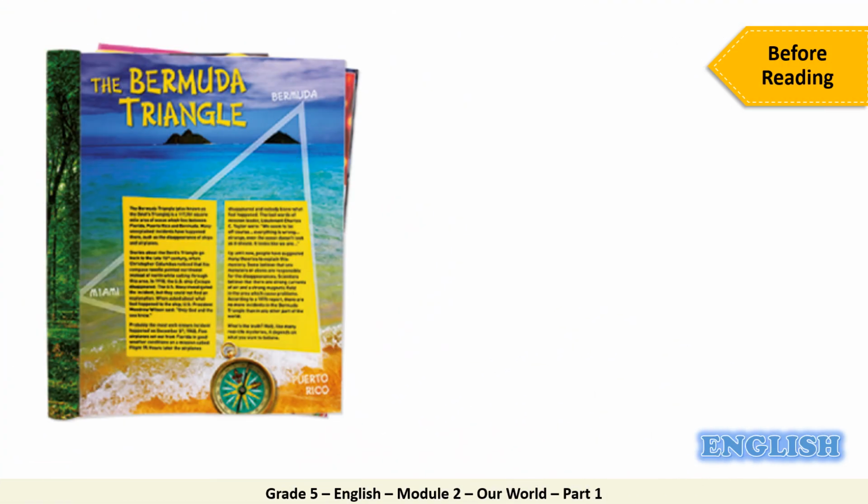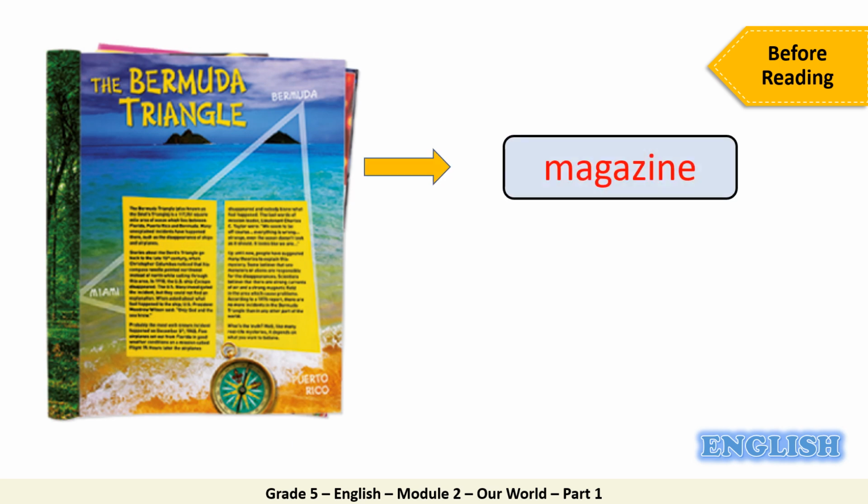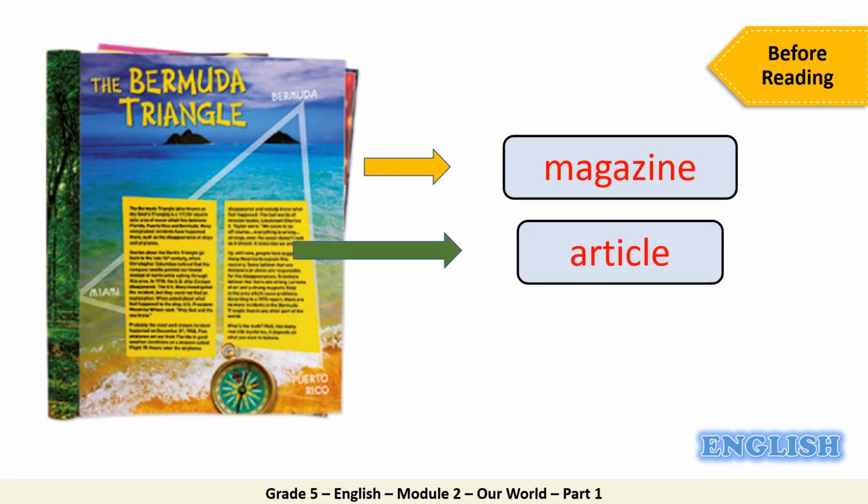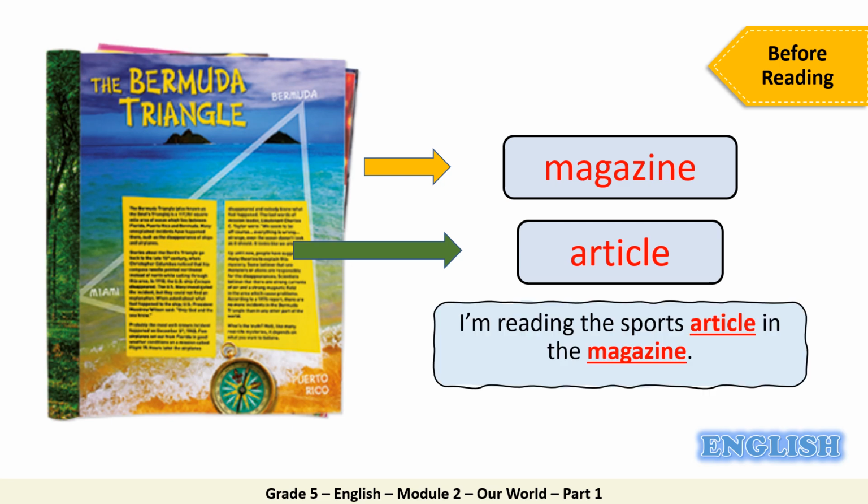What does this picture look like? A written text, right? Where can you read it? Well, it's not a book, it's a magazine. And what can you see in this page of the magazine? Pieces of writing on a special topic, right? Well, these pieces of writing are called an article. For example, I'm reading the sports article in the magazine.